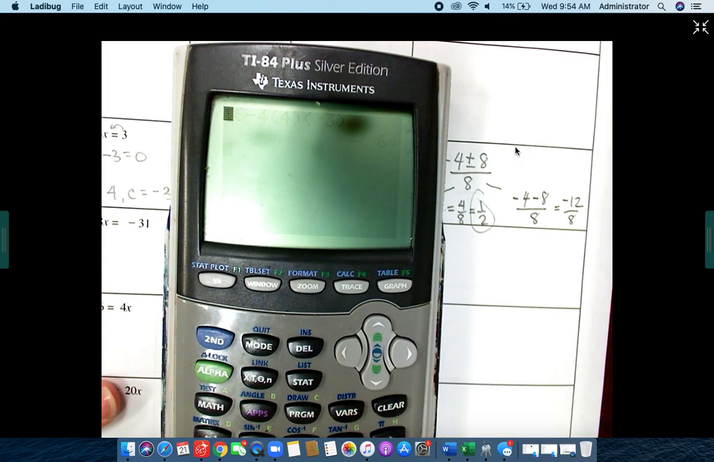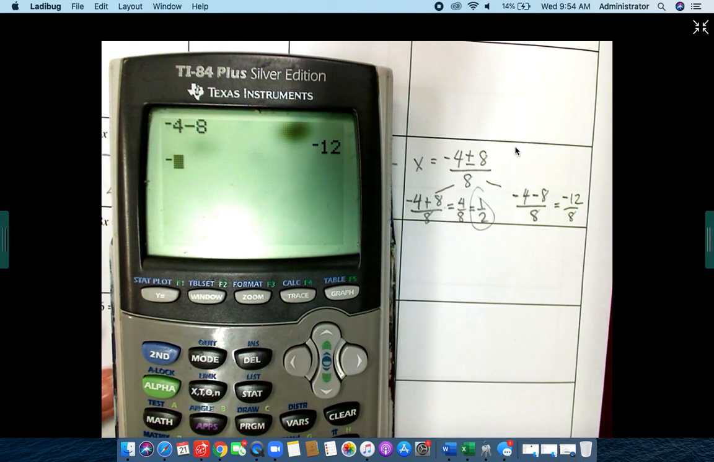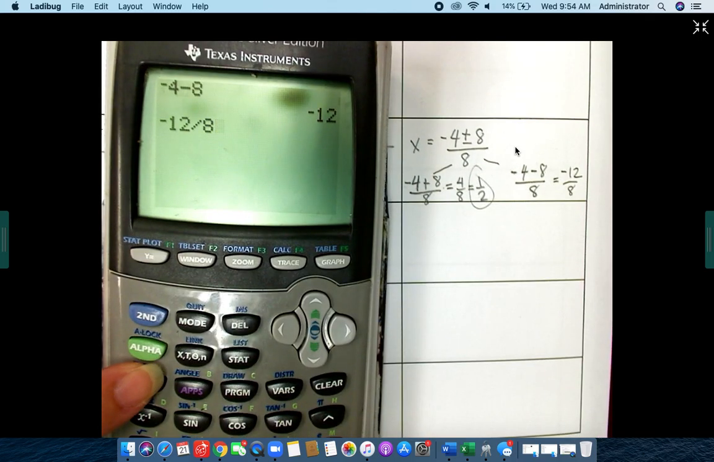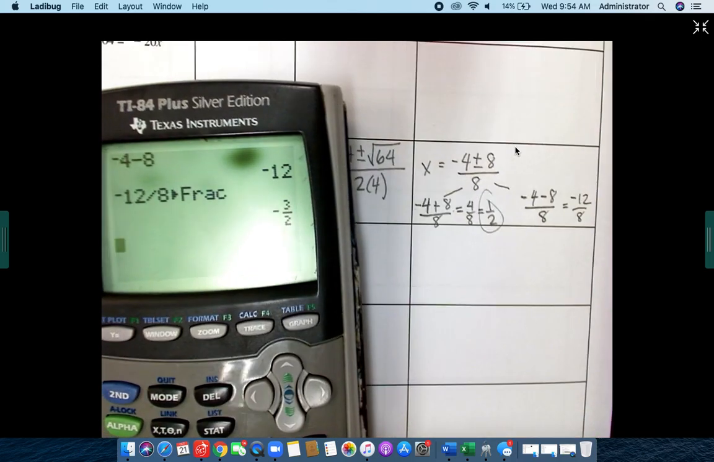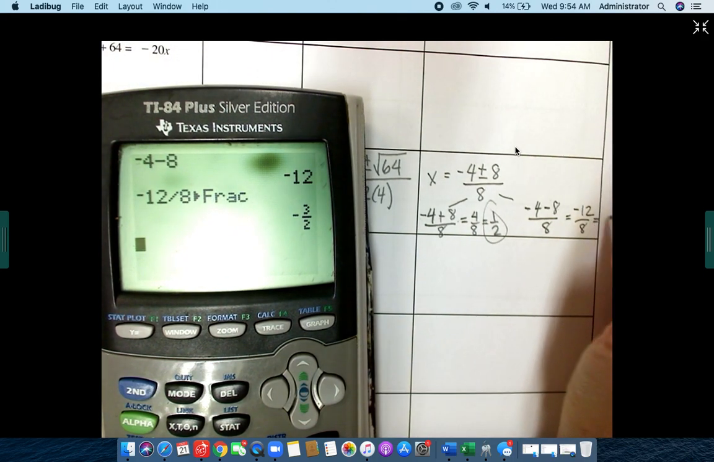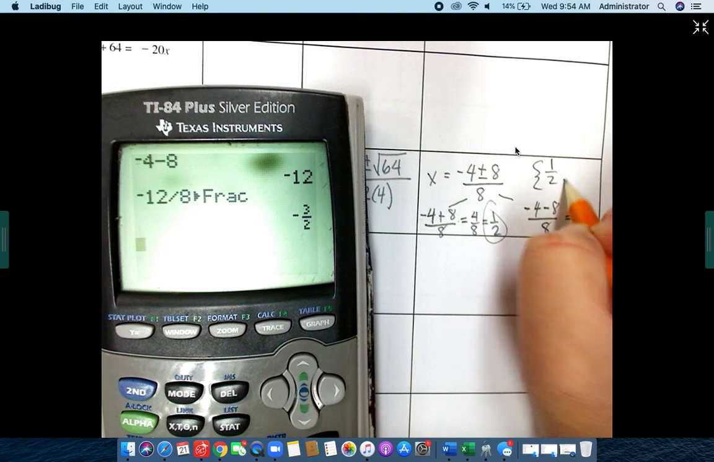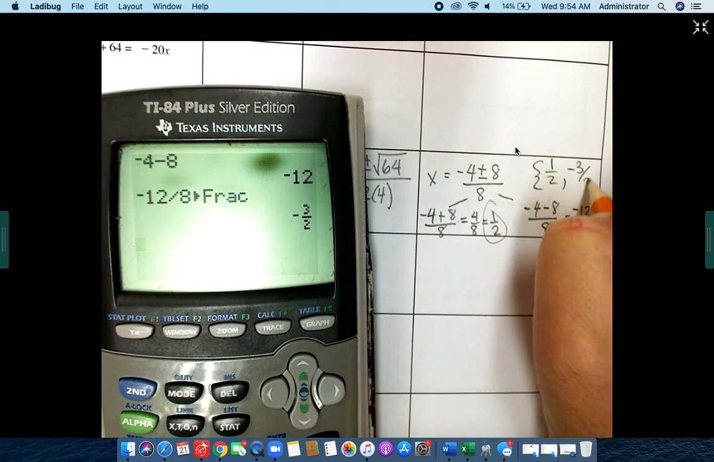So if you're not great with integers, just type it in. That's no problem. Negative 4 minus 8. So this is negative 12 divided by 8, and then I can hit math, enter, enter. And you can do the same in your app. So therefore my solutions are 1/2 and negative 3 over 2.